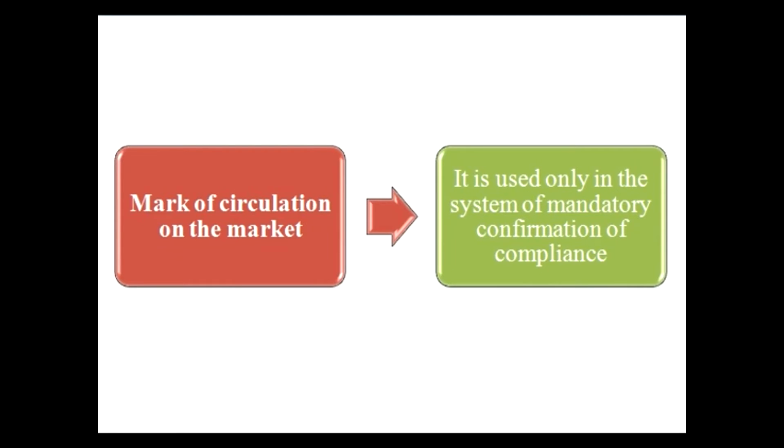Markup of circulation on the market. It is used only in the system of mandatory confirmation of compliance. Products whose compliance with the requirements of technical regulations is confirmed in accordance with the procedure provided for by state law are marked with the mark of circulation on the market. Marking with the mark of circulation on the market is carried out by the applicant independently in any way convenient for him. Features of marking products with the mark of circulation on the market are established by technical regulations.